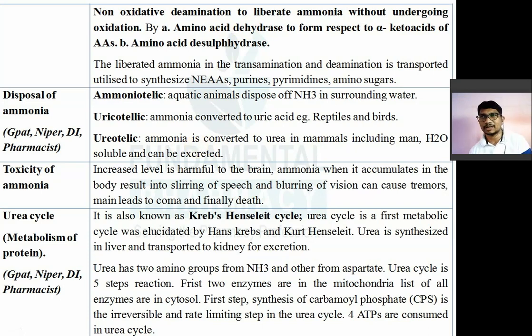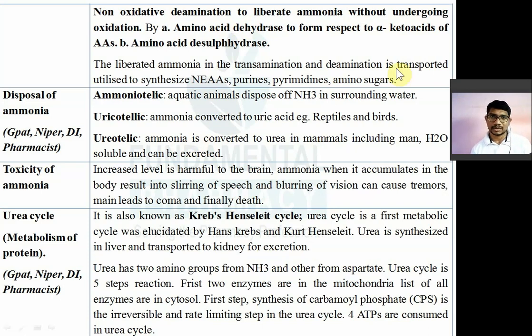For the rest of the amino acids, we have non-oxidative deamination. It is the release of ammonia without undergoing oxidation. The enzyme amino acid dehydratase converts the amino acid into the respective keto acid. Another enzyme is also known as amino acid dehydratase.